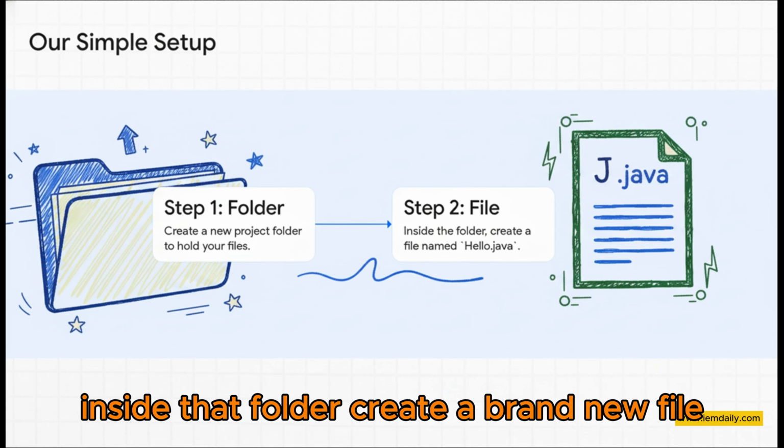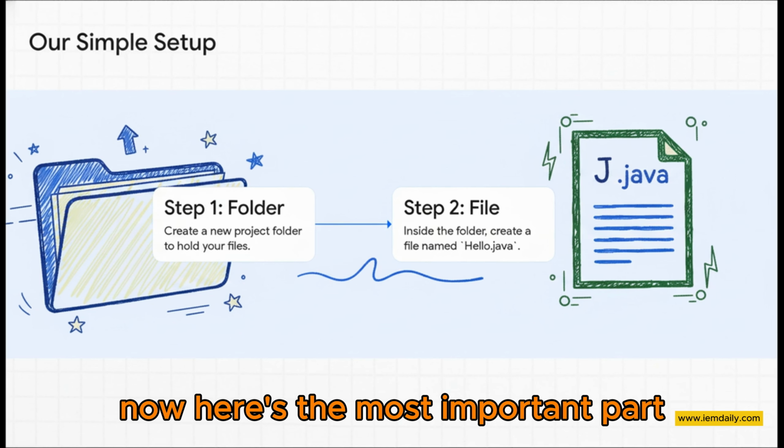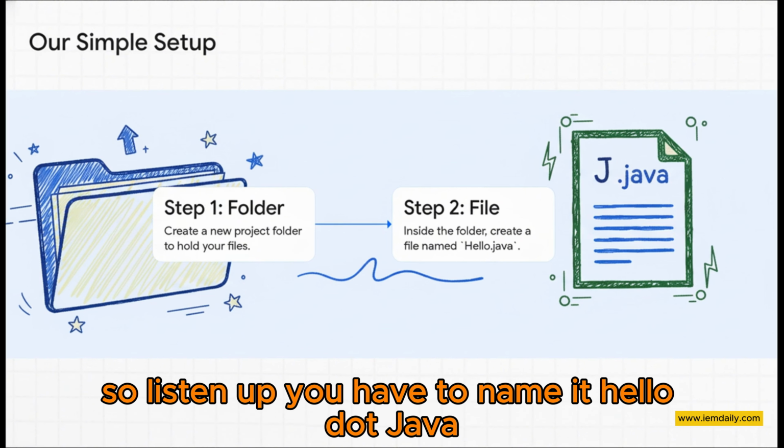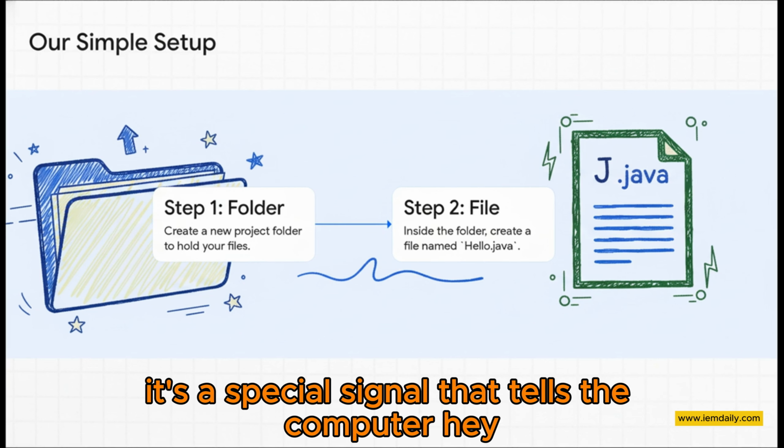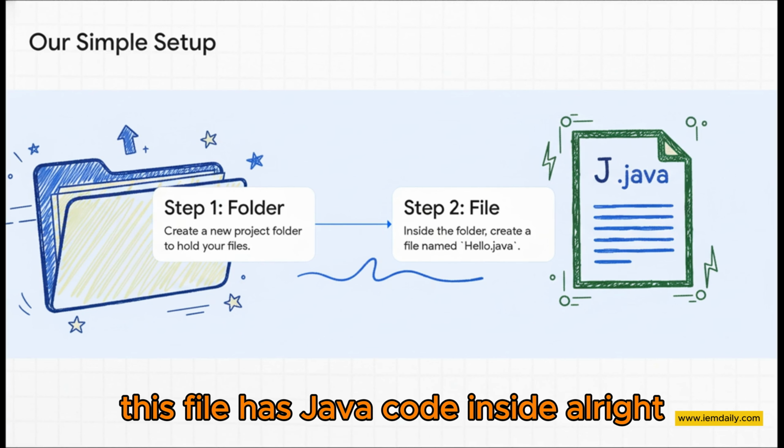Step 2, inside that folder, create a brand new file. Now, here's the most important part, so listen up. You have to name it Hello.java. That .java at the end, that's not just for looks. It's a special signal that tells the computer, hey, this file has Java code inside.